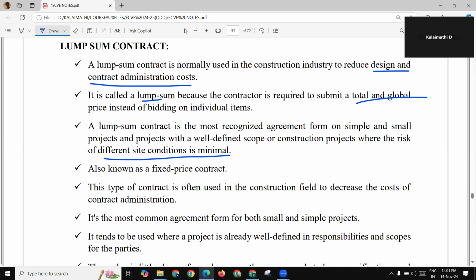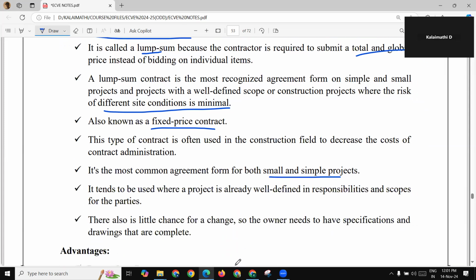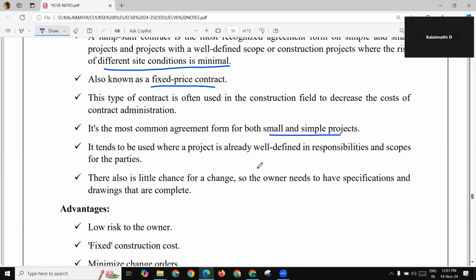Another name for a lump sum contract is a fixed price contract. This type of contract is often used in the construction field to reduce the cost of contract administration. It is the most common agreement form for both small and simple projects. It tends to be used where a project is already well defined in responsibilities and scope for the parties. So there is also little chance for a change. The owner needs to have specifications and drawings that are complete.